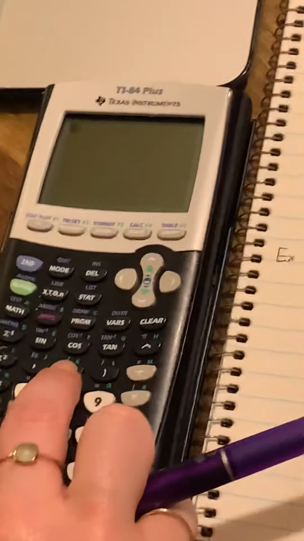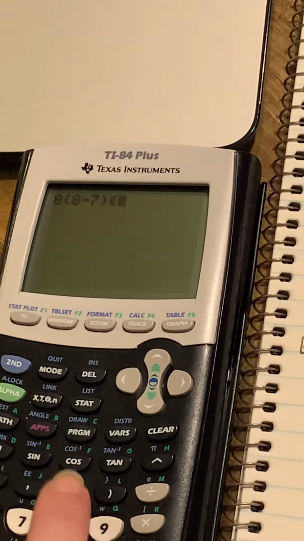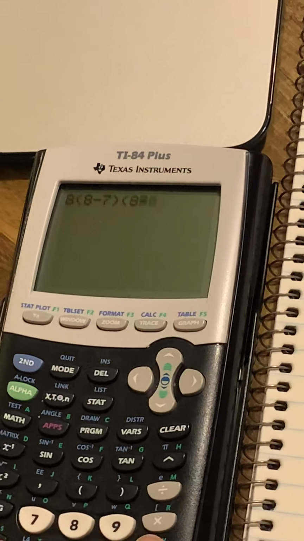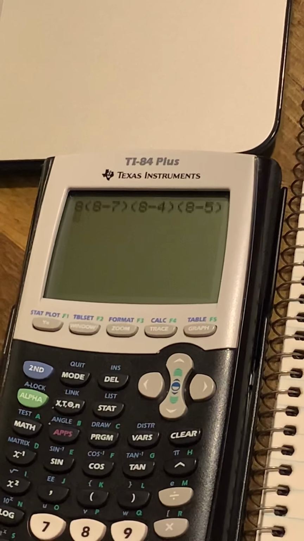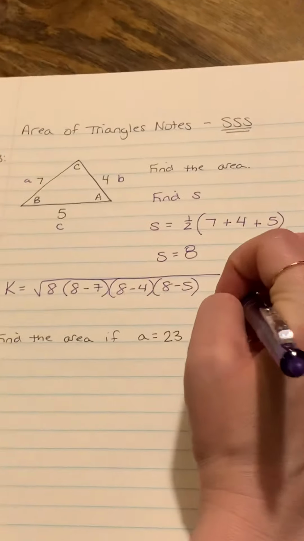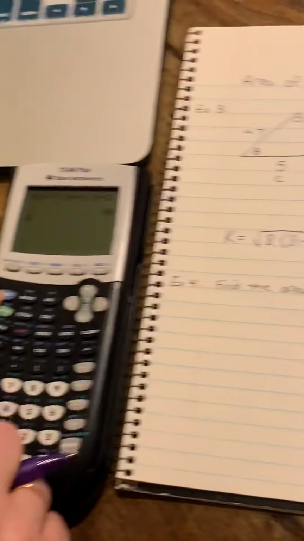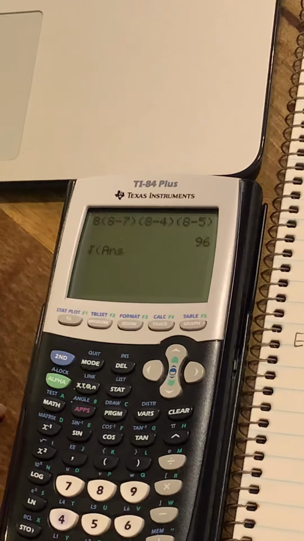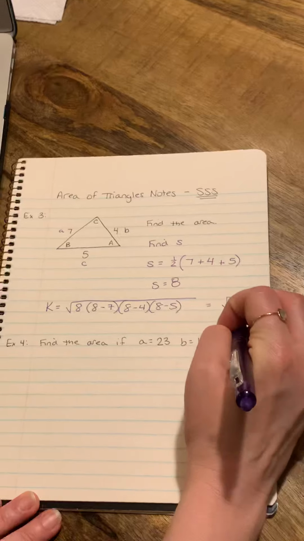So I'll do 8, parentheses, 8 minus 7, close the parentheses, open a new one, 8 minus 4, close the parentheses, open a new one, 8 minus 5. Once I get that answer, 96, I'm gonna make sure I square root it. So second square root, second answer, or just take the square root of 96, and that gets me 9.8.